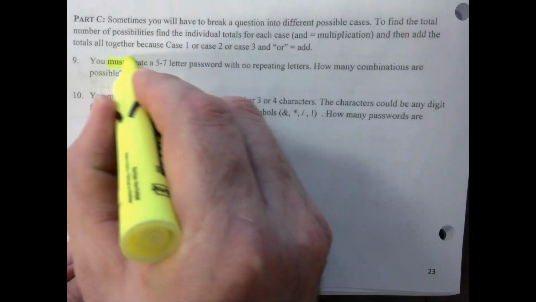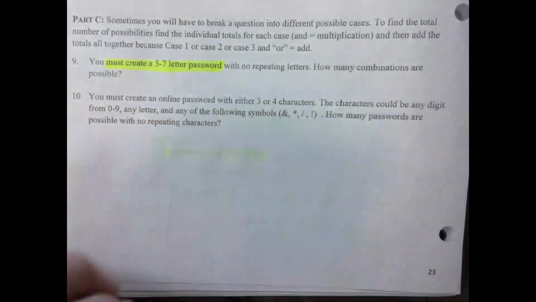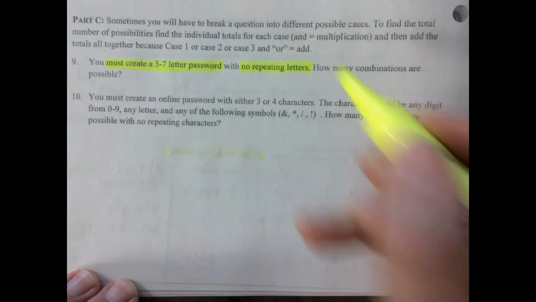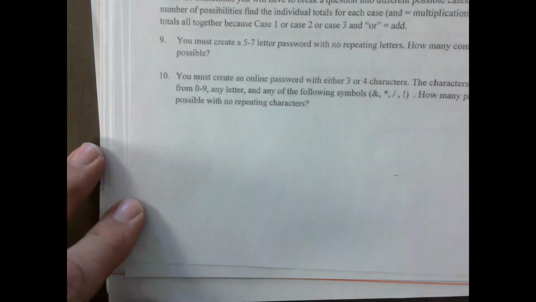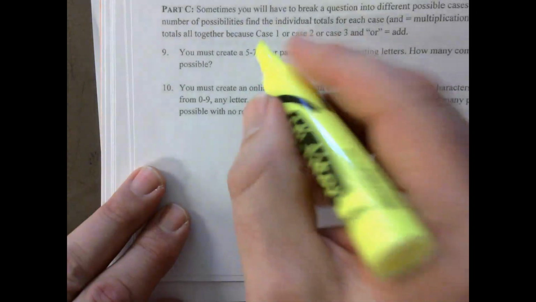You must create a 5 to 7 letter password, no repeating letters. It's 27 for you? Sorry, guys. That's what I get for constantly changing my booklets. 27 for you. I'm going to switch over to the new one, okay? There you go. Page 27. Thank you for telling me that, reminding me of that.